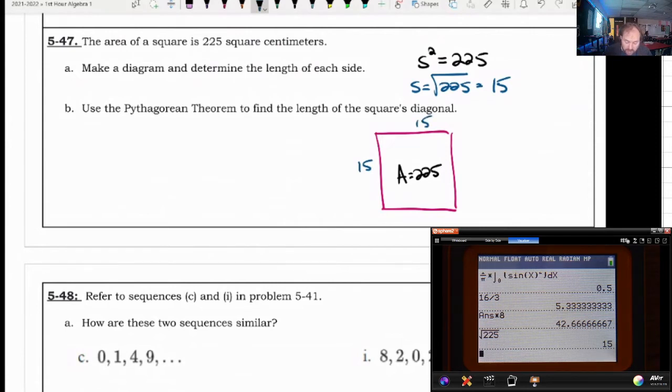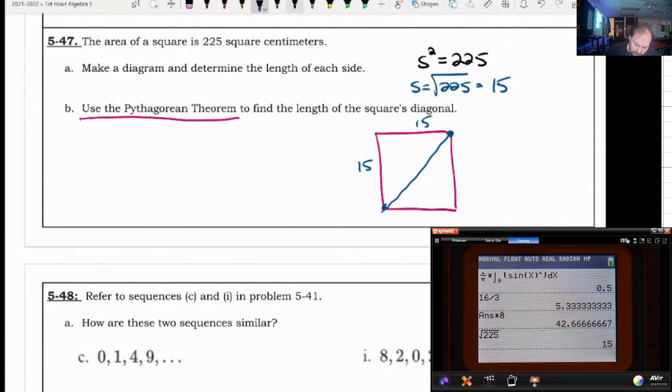Now here's the other tricky part here. Use the Pythagorean theorem to find the length of the square's diagonal. I'm not really sure how fair this question is for you guys in Algebra 1, but I'll show you how to do it anyway. First of all, the diagonal of a shape is when you connect 2 points and make a diagonal line throughout it. That's what the diagonal is.